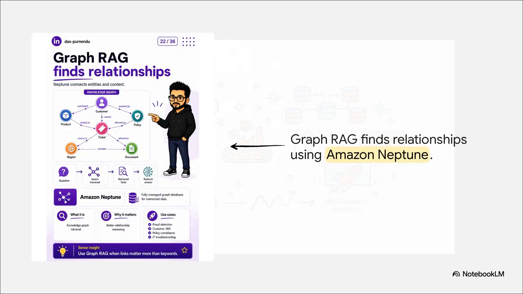But what if your data isn't just text documents? What if it's a complex web of information? For things like mapping out fraud rings, customer 360 views, or tricky IT troubleshooting, standard vector RAG might actually miss the context. This is exactly where you upgrade to Graph RAG using Amazon Neptune. You use this when the specific links and relationships between entities matter way more than simple keyword or semantic matches.